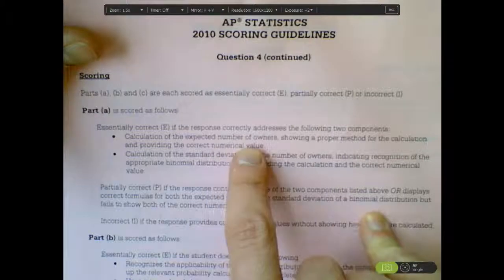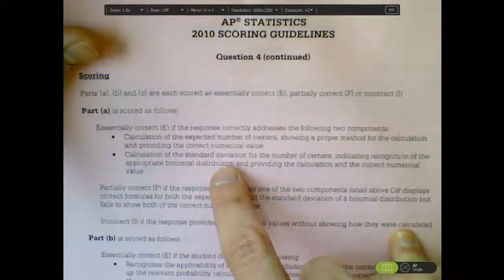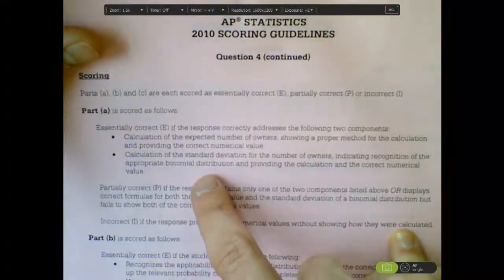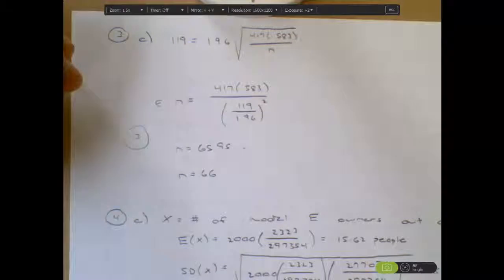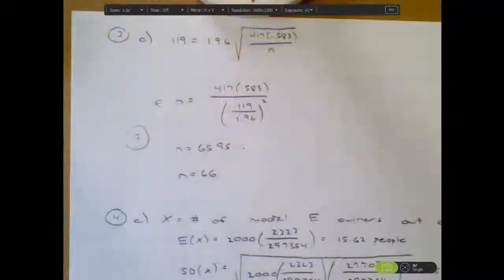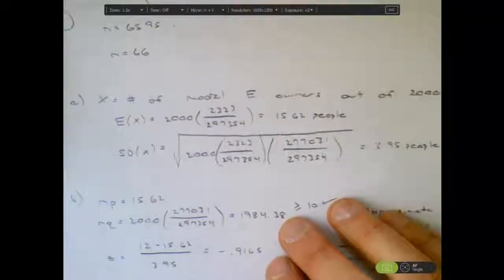Calculating the expected number of owners, showing a proper method and the proper value, and then same thing for the standard deviation. Recognizing that it is a binomial distribution. The key thing being there, expected number. We only use expected number for chi-squared or binomial, and we have quantitative data here, so it's going to be the binomial distribution. Okay, so as I've talked about in class, we're talking about Bernoulli trials.